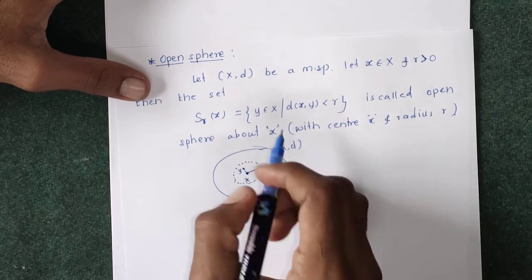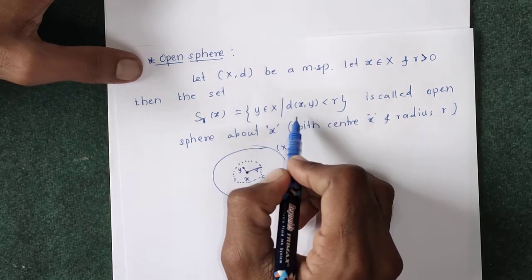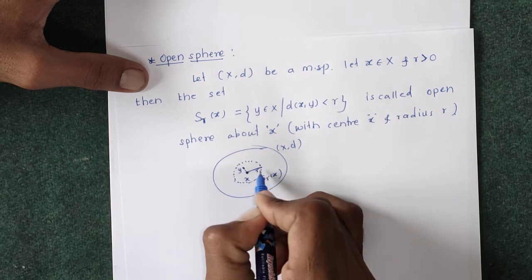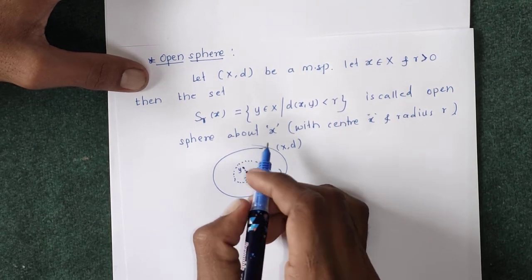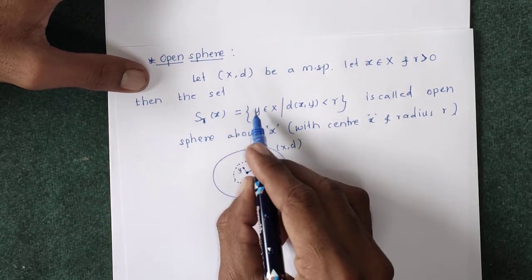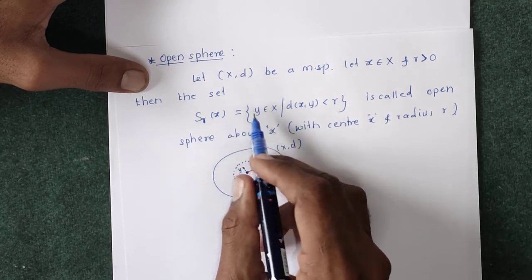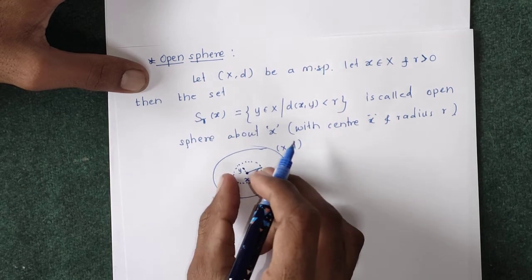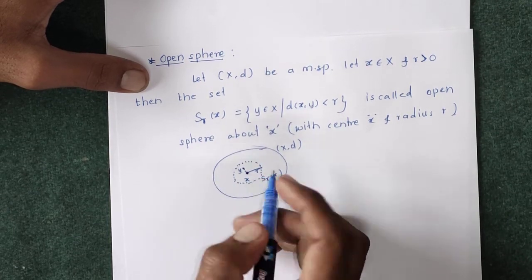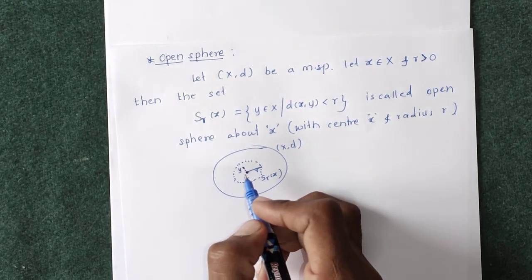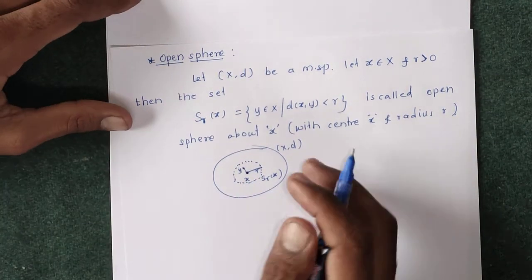This is the theoretical definition of open sphere, and diagrammatically we can say that this dotted sphere is an open sphere whenever, if you take any element of that sphere, the distance between that element and the center is less than r. So we call this dotted sphere an open sphere if we exclude this boundary. This is the definition of open sphere.